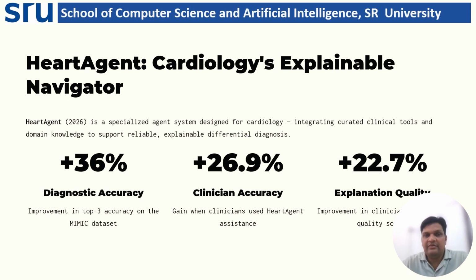HeartAgent: cardiologist explainable navigator. HeartAgent 2026 is a specialized agent system designed for cardiologists. It integrates curated clinical tools and domain knowledge to support reliable, explainable differential diagnosis. It offers about 36% diagnosis accuracy improvement, plus 26.9% clinician accuracy, plus 22.7% explanation quality.